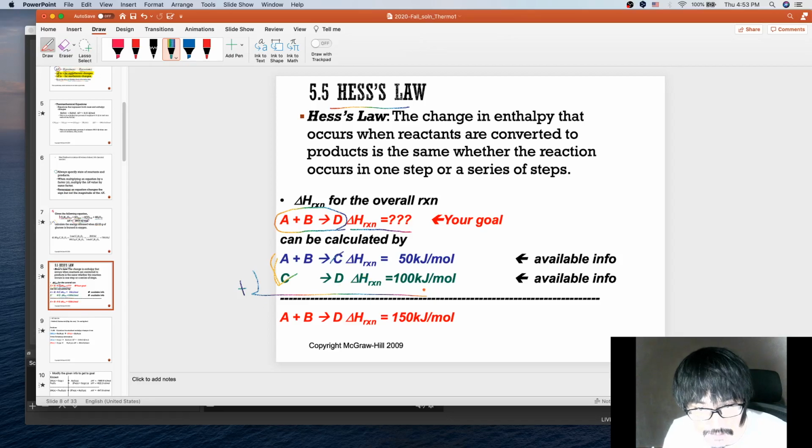Then for the delta H value, you do exactly the same thing. Since you simply added these two equations, you can just add the delta H reaction for these two reactions to get the delta H value for A and B becoming D.